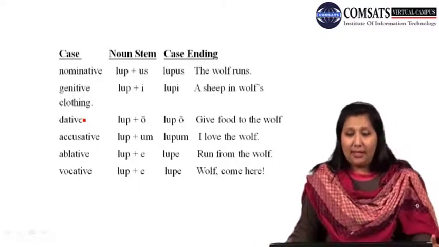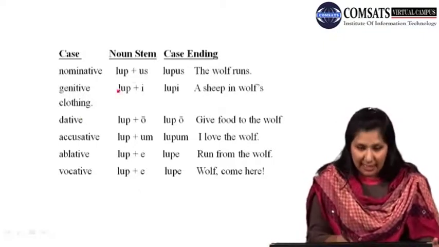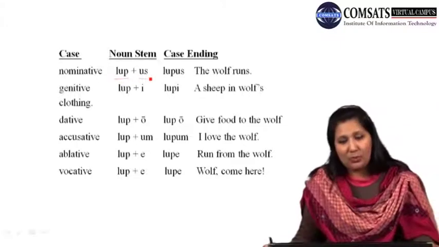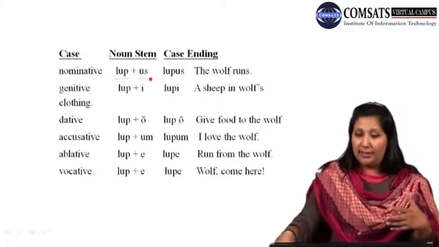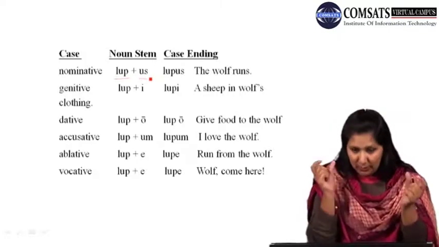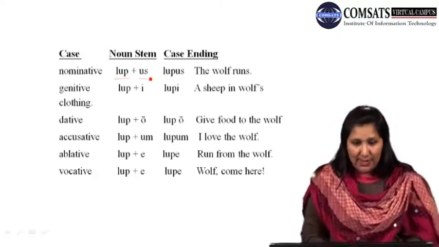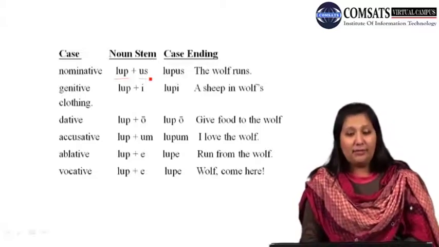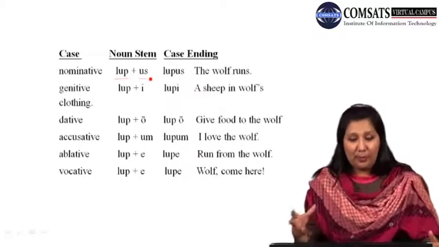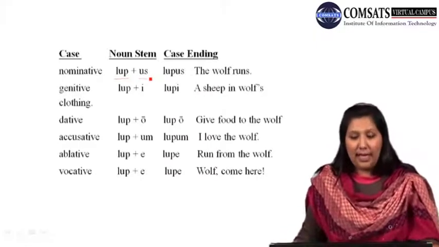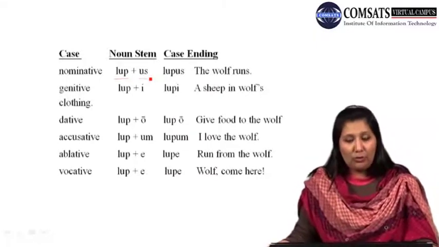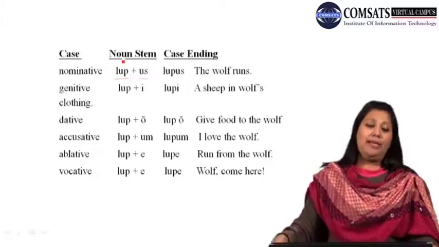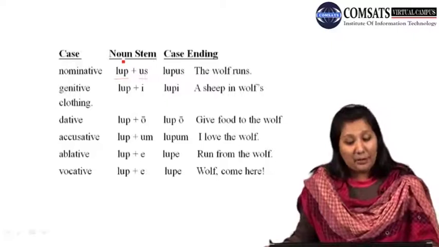For example, there is a noun, lup plus us. Lupus was made, meaning the wolf, and the genitive case was lup plus i. Lupi, a sheaf of the wolves, is known as lupi. Lupo, give food to the wolf. Lupum, I love the wolf. Ablative is lup plus e.